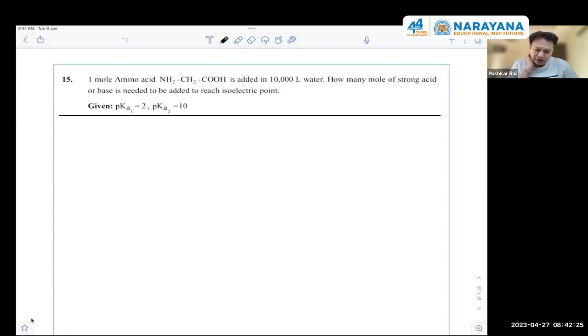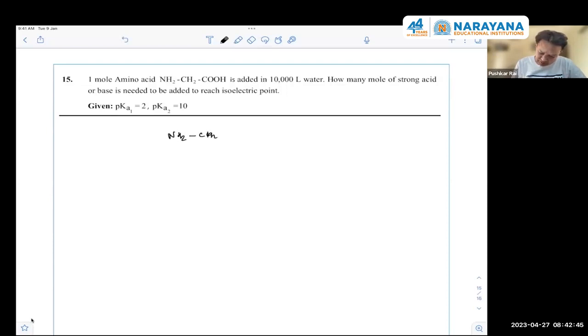What is the isoelectric point? Please define. You're the topper, that's your responsibility to carry all of them forward. Yes, the cationic part of the amino acid and the anionic part of the amino acid are in equal amounts. Exactly, fantastic.